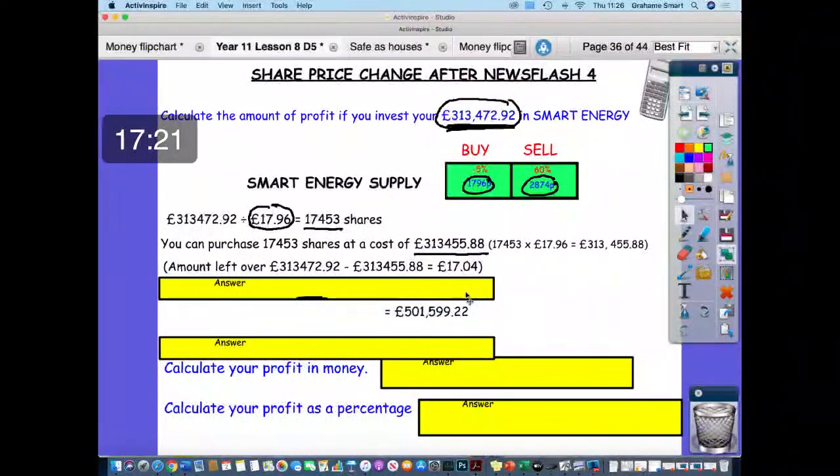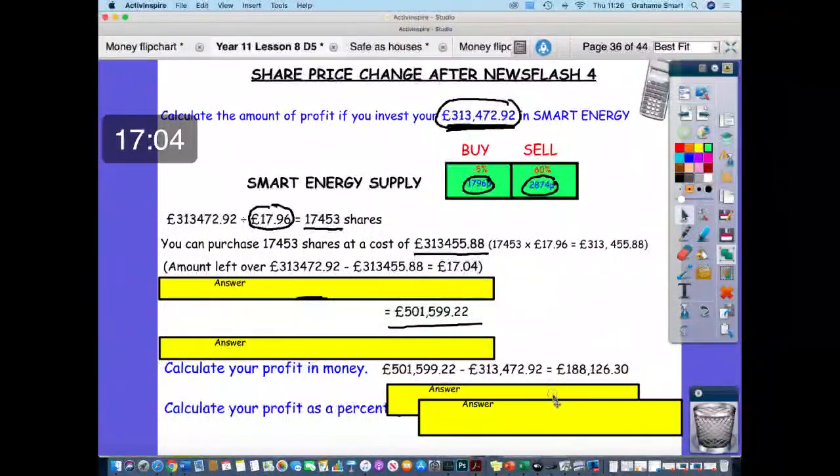And to work out your profit in money is really easy now. What did you start with? Okay, what did you spend? You spent £313,455.88, and what have you turned it into? This amount. So you can now subtract them, okay, and you've got £188,126.30 profit.